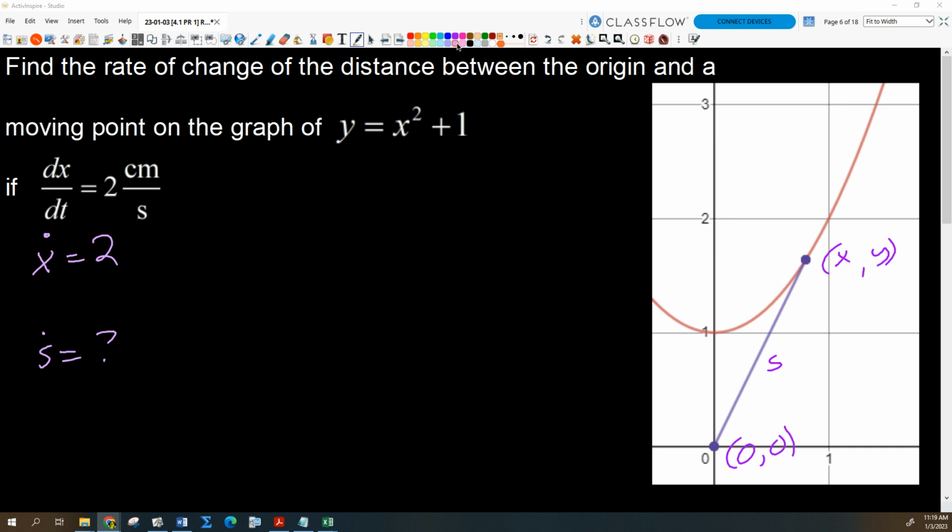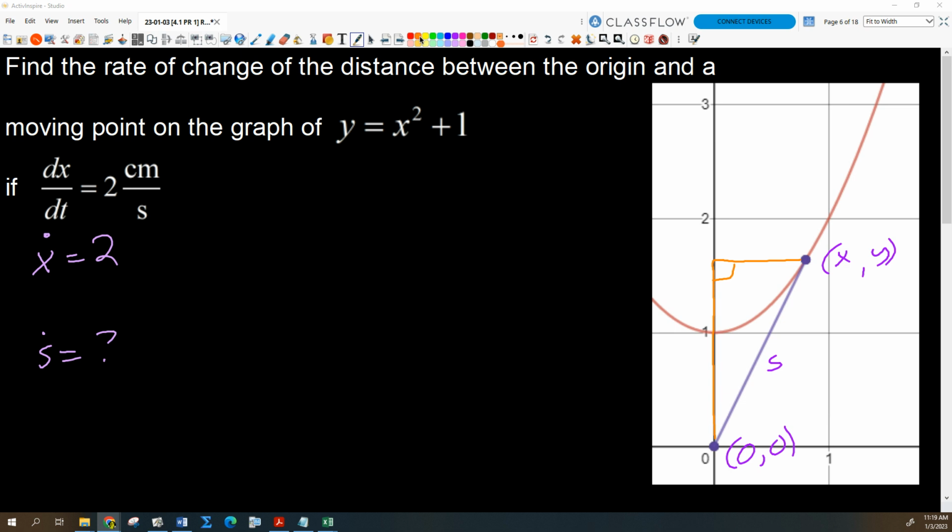Well, what's my parent equation going to be? What's the distance equation here? Because s is distance, isn't it? Right? Okay. Yeah, distance is just the square root of the change in x squared and the change in y squared, right? I could make a right triangle out of this if I wanted to. Here's my right triangle. There's s.